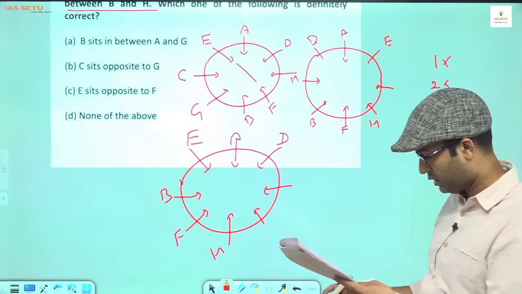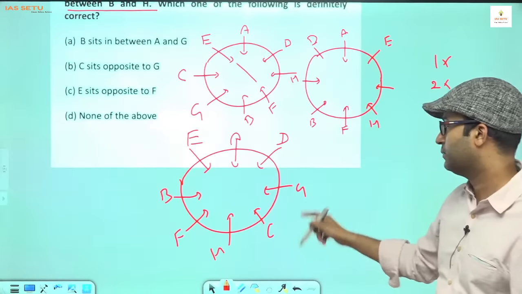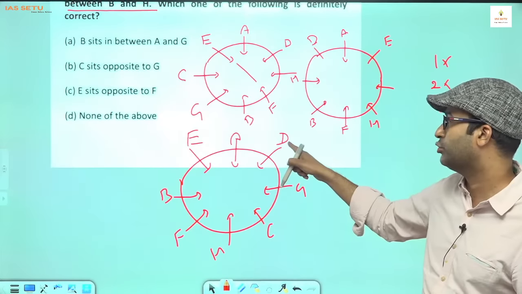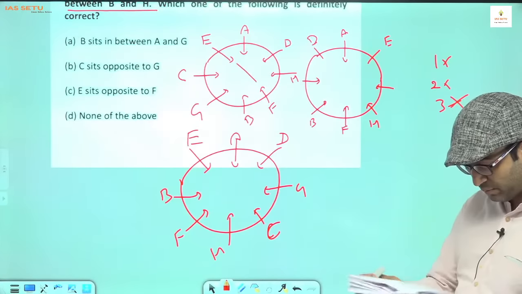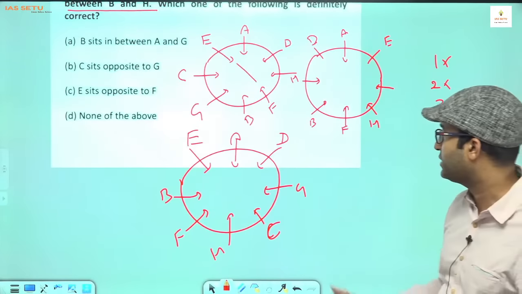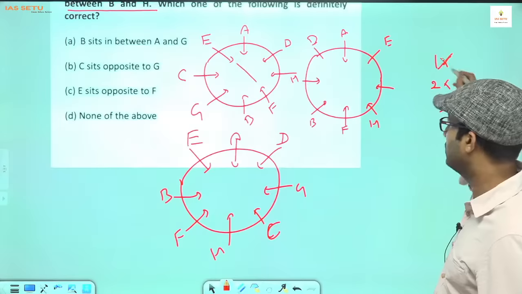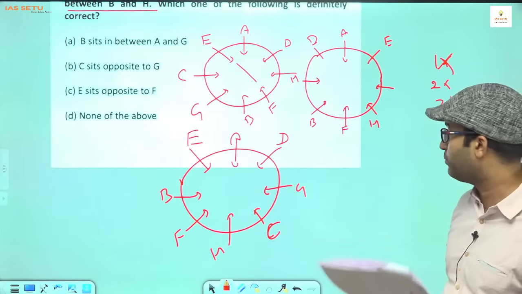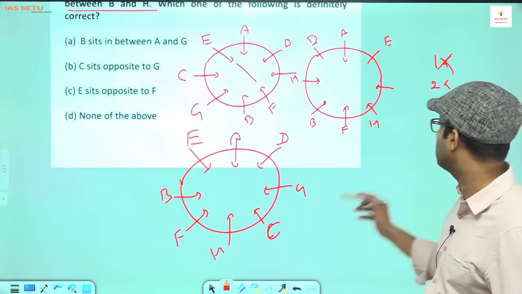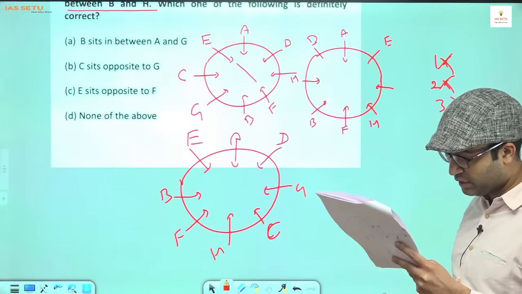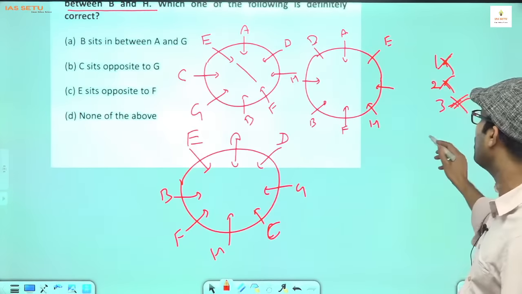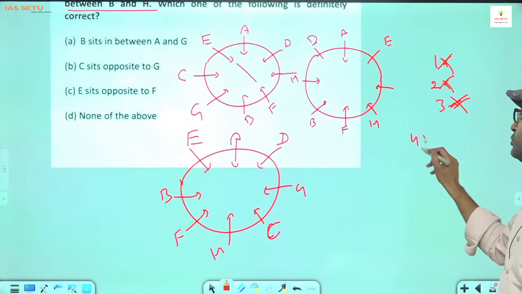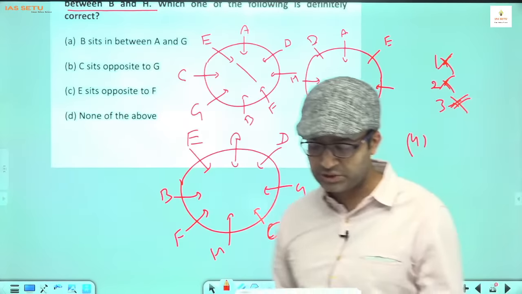What will be formed here? This is C and G, because C cannot sit adjacent to D or B or opposite. So here, the first statement is B sits in between A and G. No, one is wrong. Second statement is C sits opposite of G. C is adjacent of G. Wrong. Third is E sits opposite of F. No, E sits opposite of C. Third is also wrong. So here we have different possibilities because we have very little information in this question.